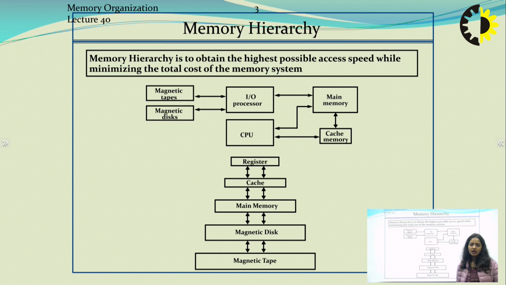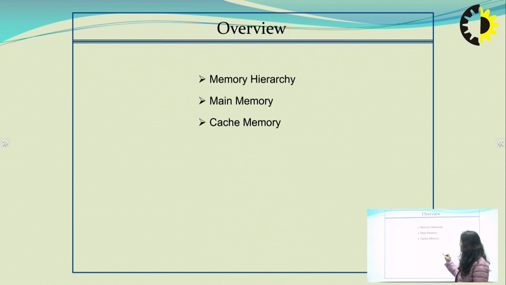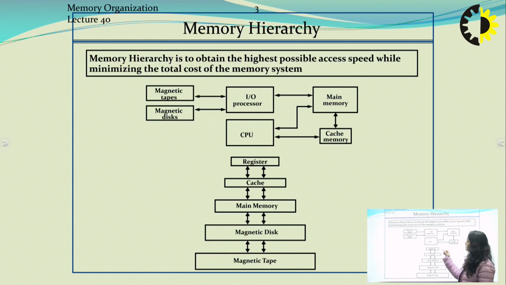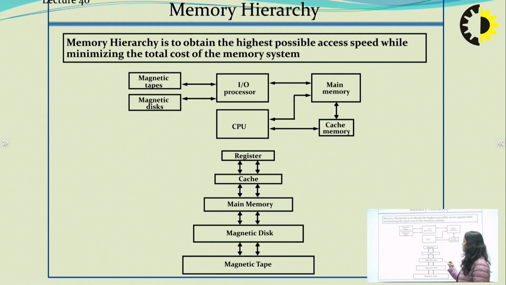Now, why are registers at the top of the memory hierarchy? As we all know, registers are the fastest units in terms of storage. Why? Because they are very small in size. Next, we have cache memory. The cache memory is a memory which lies between the CPU and the RAM. Again, the storage space in a cache memory is limited, and the most frequently used information is stored in the cache memory. Next, we have the main memory.